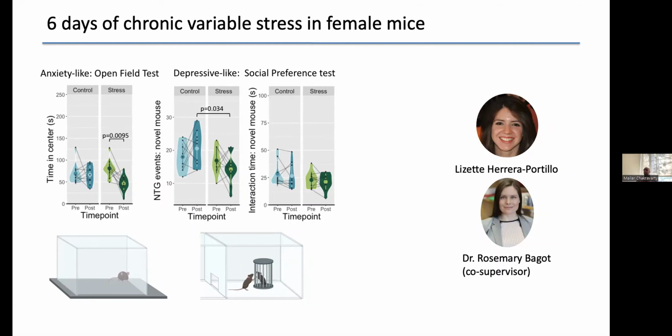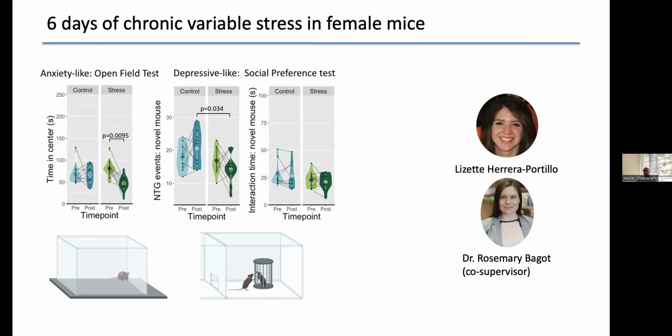And so when we expose female animals to 6 days of chronic variable stress, you start seeing that they show an anxiety-like phenotype as indexed by the amount of time spent in the center on an open field test. And they also show differences in social preference, which is another anxiety and depression-like phenotype, compared to the non-stressed counterparts. But of course, there's a huge spread in this data. It's not always conclusive. There are mice that more heavily respond to the stressor than others. And so we need ways in which to look at this.